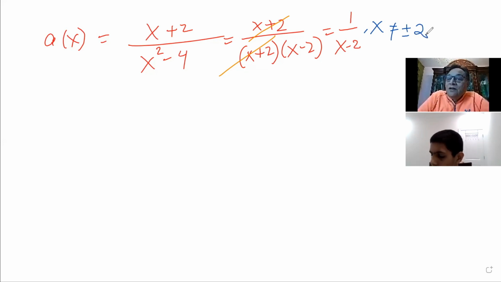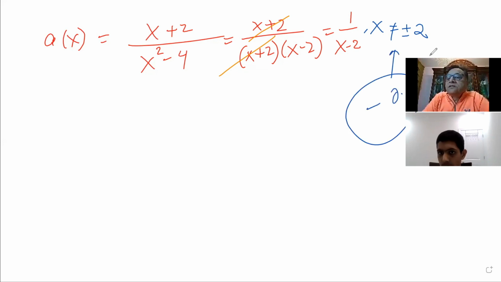Yeah. If you miss this, then you have missed 0.5 marks. Do you understand? Never miss it. So we can say a of x is equivalent. Both are equivalent expressions only if the restriction is included in the simplified version. Is this clear to you?